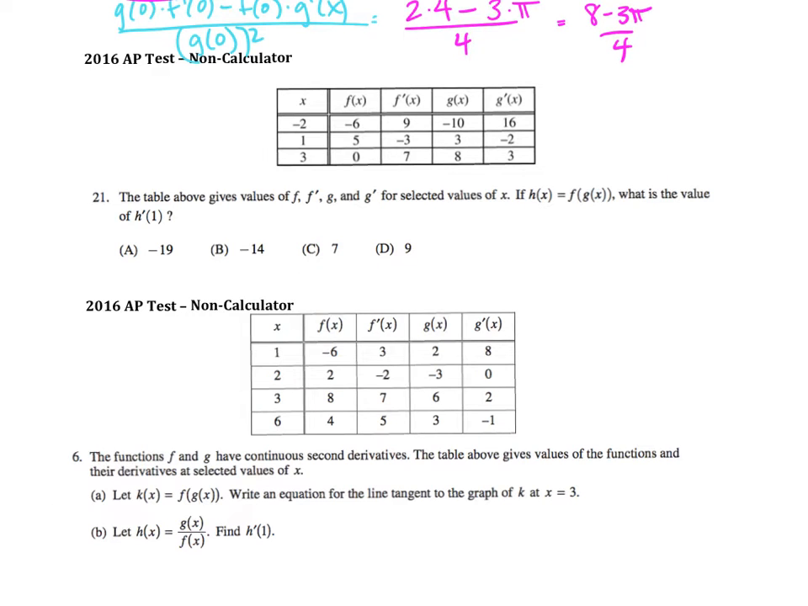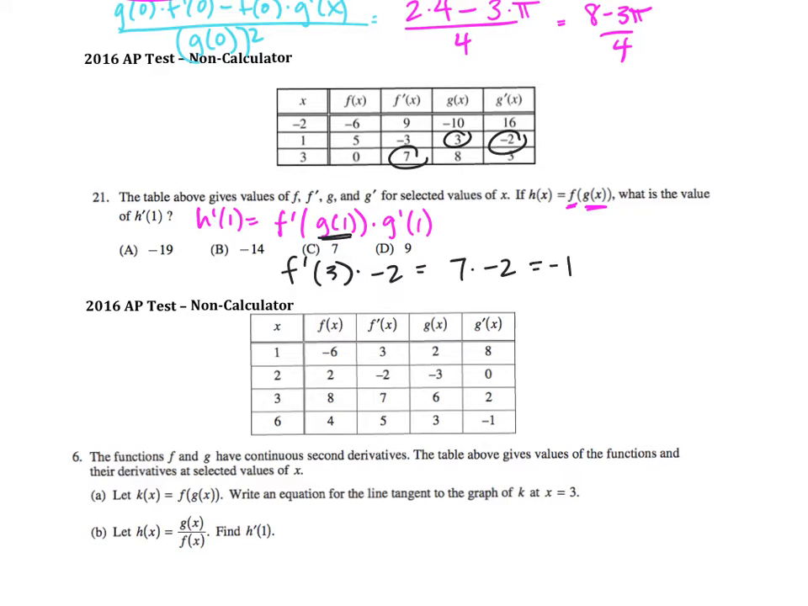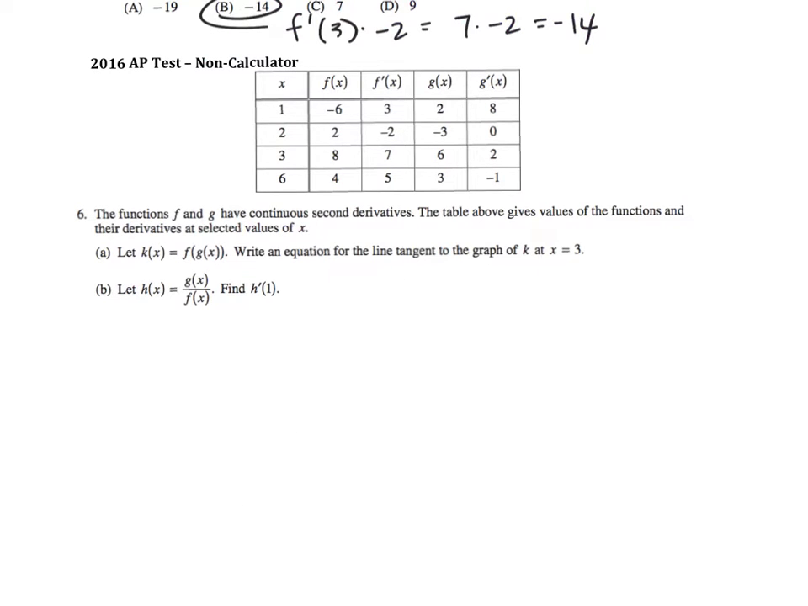Part 2 is talking about the chain rule because I've got an outer function and an inner function. So h prime of 1 will be the derivative of the outer, f prime, leave the inner, g of 1, times the derivative of the inner, g prime of 1. All right, g of 1 is 3, so I'd have f prime of 3 times g prime of 1, which is negative 2. f prime of 3 is 7. 7 times negative 2 is negative 14b.